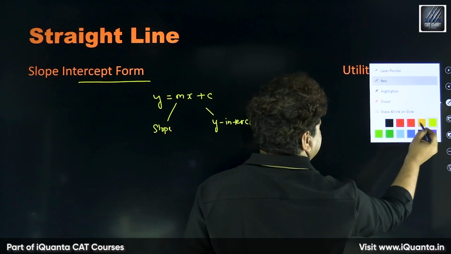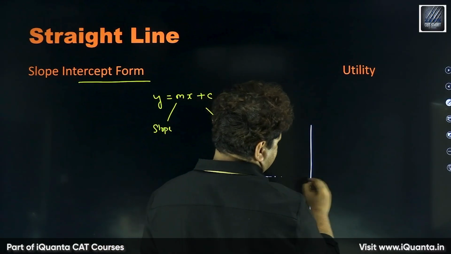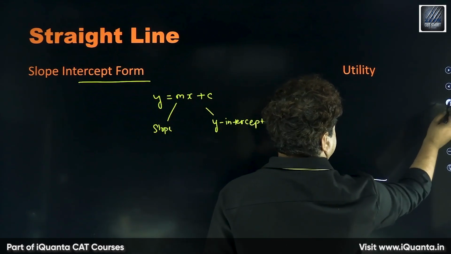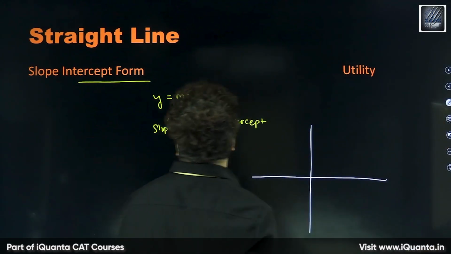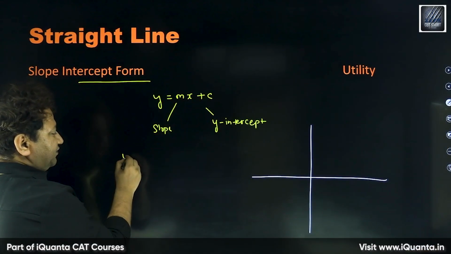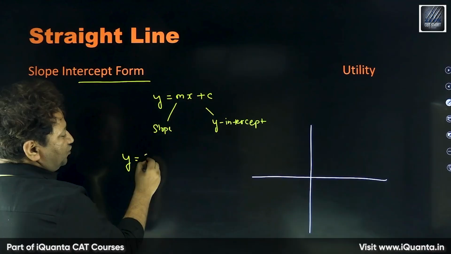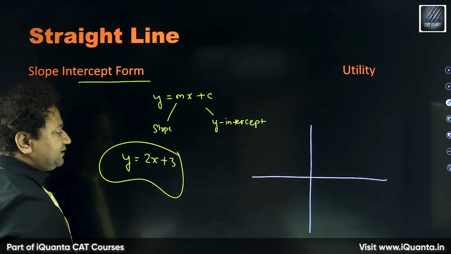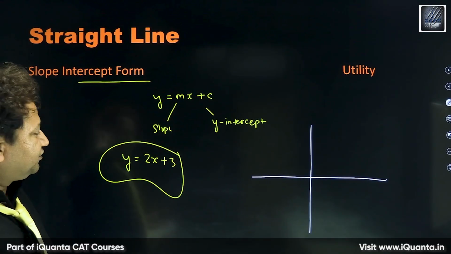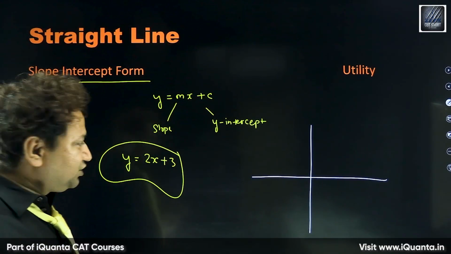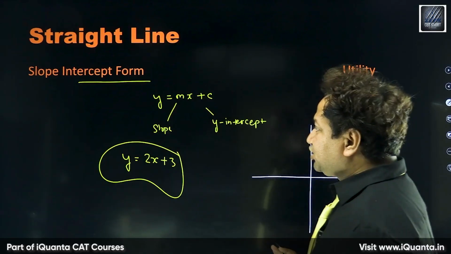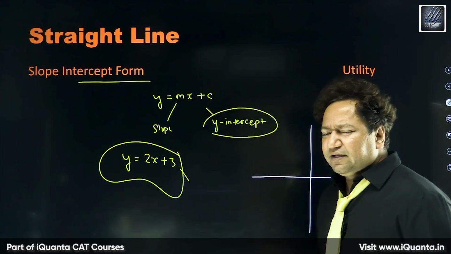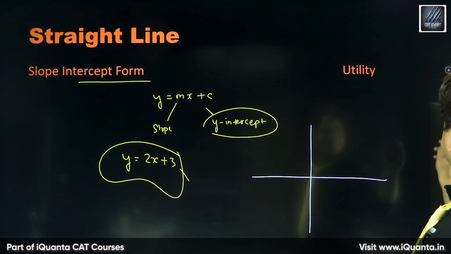For example, I have something like this, okay? And it says here that y is equal to 2x plus 3. Now, it means that the slope of the line that I'm going to draw, the slope will be 2, and the point at which the line will intersect the y-axis will be 3. That is the y-intercept. I'll just show you how to draw that.